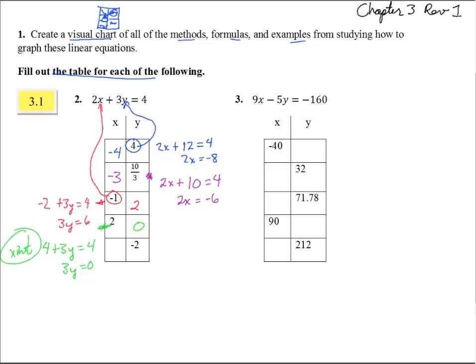That's all right. X-intercept. And stick negative 2 in for y and we get 2x minus 6 equals 4. Add 6 to both sides and we get 2x equals 10. Divide by 2 and we get x equals 5.